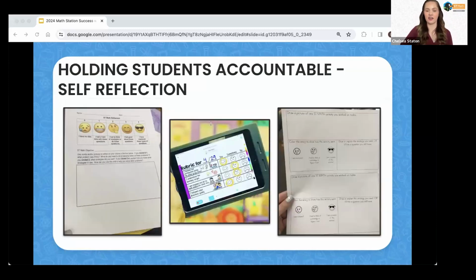And then lastly, kind of on the same lines as accountability. Oh, someone said it worked. Okay, good. Good deal. Thank you.